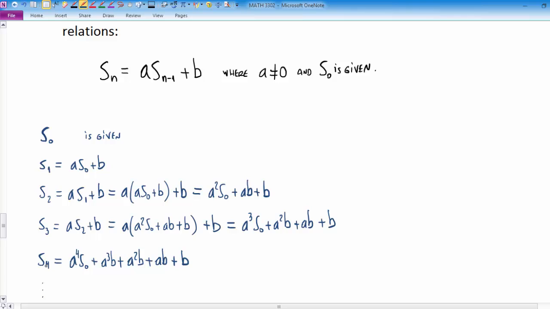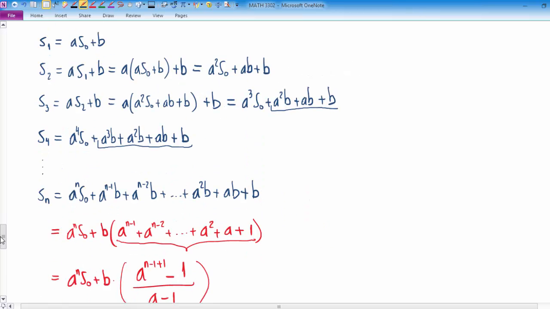And following the pattern, S4 will be A to the fourth S naught. And you can start to see a little pattern here. From this term forward, you have A squared A, and this can be written as A naught, A raised to the 0 power. And each power of A is multiplied by B. Here again, you see the same format.